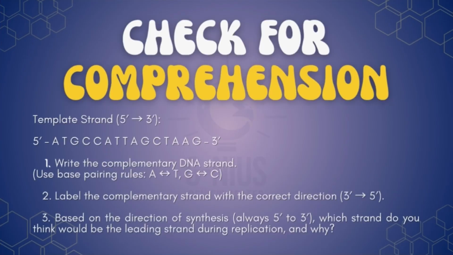Now it's your turn to apply what you've learned. Complete the provided worksheet. 1. Fill in the complementary strand for a given DNA sequence. 2. Label the strand from 3' to 5'. And 3. Which strand do you think would be the leading strand during replication? Now use this activity to lock in with what you've just learned.